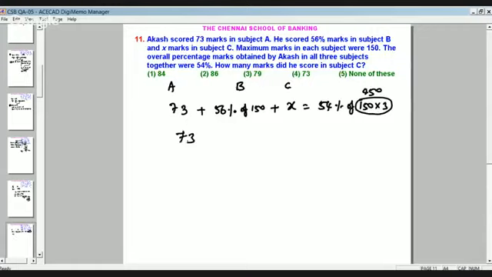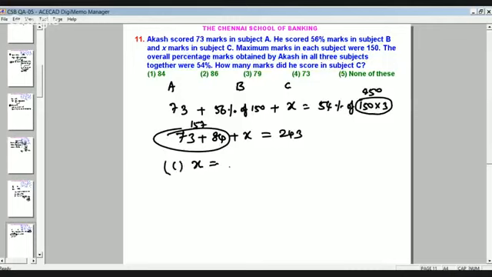Subject A 73 marks. Subject B 56 percentage of 150, 84. Subject C, I mean X marks. Total 54 percentage of 450, how much paranga? So now the total panidanga 157. Now subject C mark X equals total mark 243 ல subject A subject B 157 அது subtract பண்ணிடுங்க. So answer is 86.